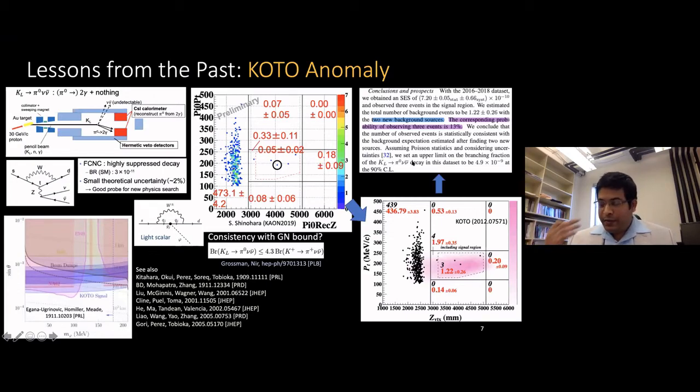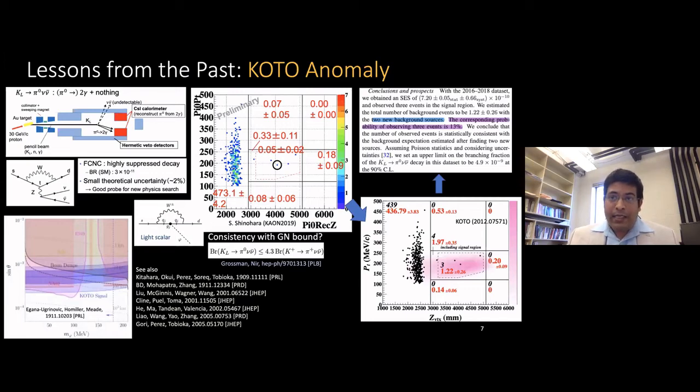So this is another lesson. In the first example we saw, there was an experimental error. The second one was just a statistical fluctuation at 750, and here it is just an underestimation of the background. So these are some of the issues that we have to be aware of when thinking about anomalies.